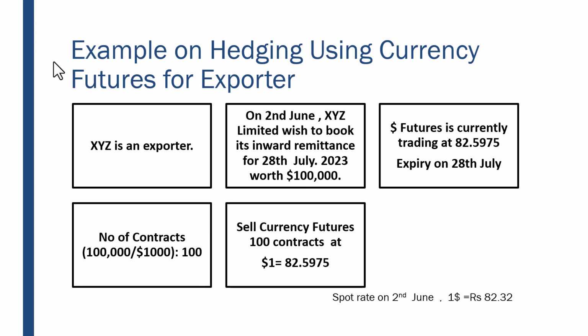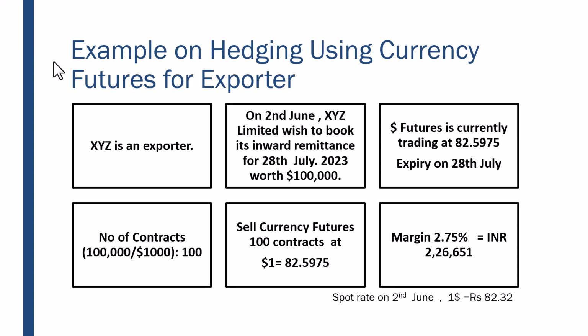Now he is going to sell currency futures. In case of an importer, you bought currency futures. Now you're going to sell currency futures, 100 contracts. So you enter into a contract to sell dollars at 82.59. Since you're going to get dollars, you have already sold them a month before, at 82.59, but to some other guy in the stock exchange. You pay a margin.